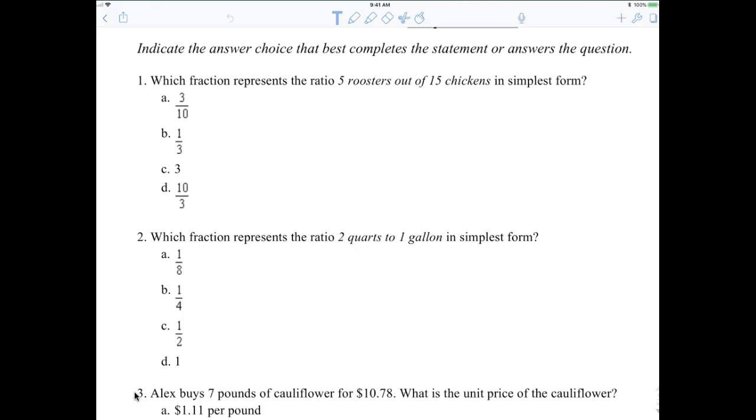Now, again, what I'm asking you to do is to write the information down, not just give me an answer. All right? So in this case, it says which fraction represents roosters to chickens. So we would just say what? 5 over 15, which reduces to what? 1/3, and then we go to B. That's what I want on your paper.